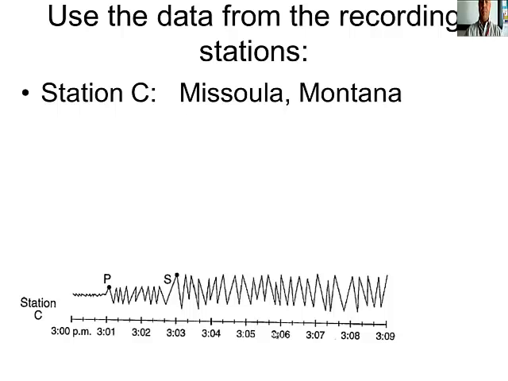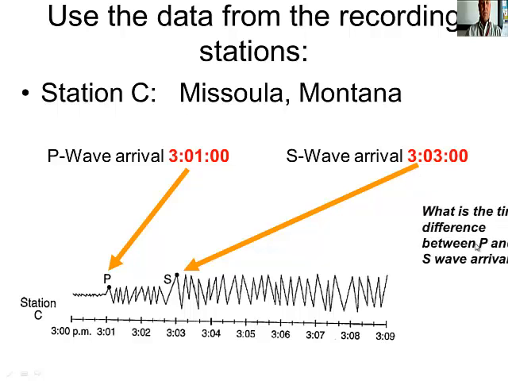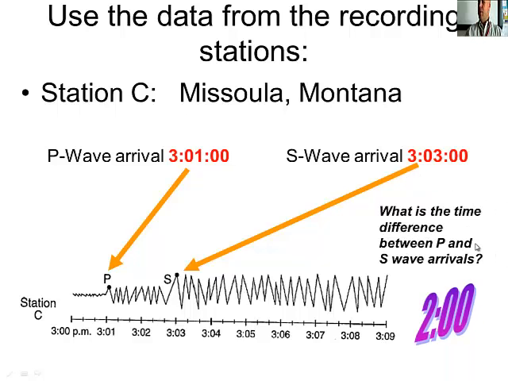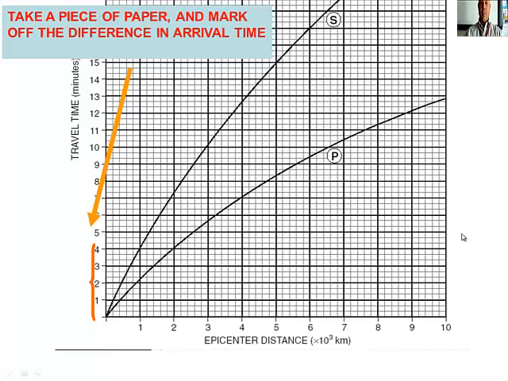All right, Missoula, Montana. If we measure that one, look how close these waves are. Just looking, you can see they're much bigger, they're taller, and they're closer together. So the arrival times are 3:01 and 3:03, 2 minutes being the difference there. That means this station was the closest to the epicenter. If we look at all of them, you can see the difference in the arrival times at these different stations on these seismographs.